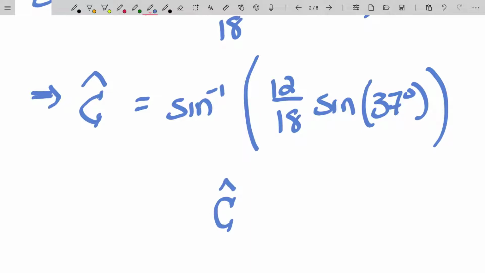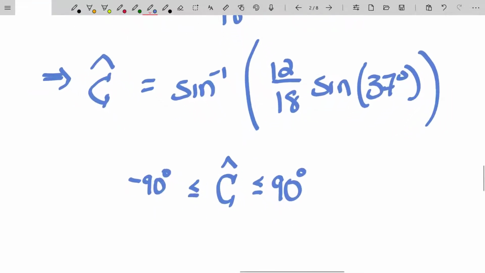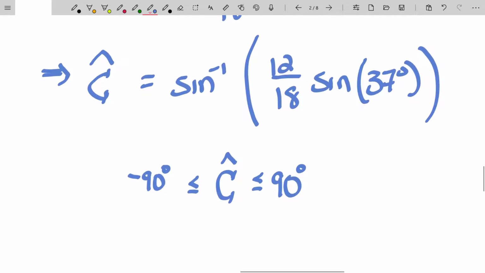And technically speaking, it will only return angles between negative pi over, well, we're in degrees, so negative 90 degrees to positive 90 degrees. This is an issue. Not the negative part, honestly. When you're working with triangles, your reference angle will actually never return a negative number.